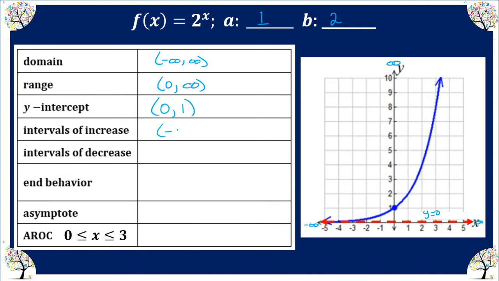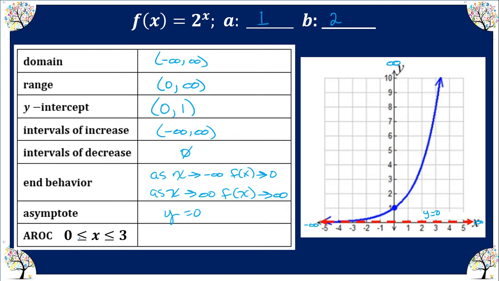The interval of increase is -infinity to positive infinity. There is no interval of decrease. And then as x approaches -infinity, f of x approaches, it's getting close to 0. As x approaches the right side, the graph goes up. Our asymptote is y equals 0, and then the AROC.